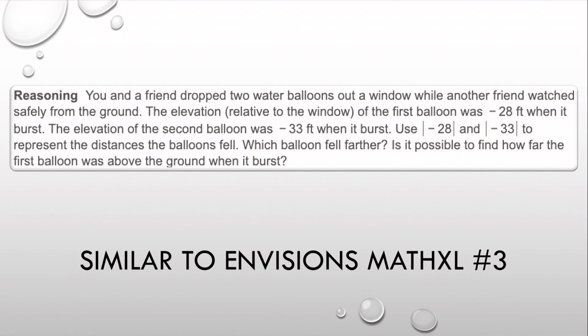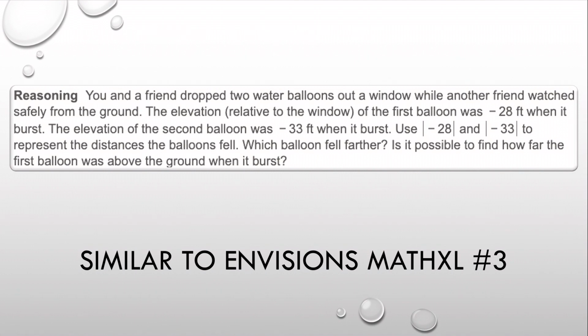So they're telling you the elevation of the first balloon was -28 feet when it burst. So that means since it was -28 feet, that means it was 28 feet below the window when it burst. The elevation of the second balloon was -33 feet when it burst, which means the second balloon was 33 feet below the window when it burst. Use the absolute value of -28 and the absolute value of -33 to represent the distances the balloons fell. Which balloon fell further, and is it possible to find how far the first balloon was above the ground when it burst?